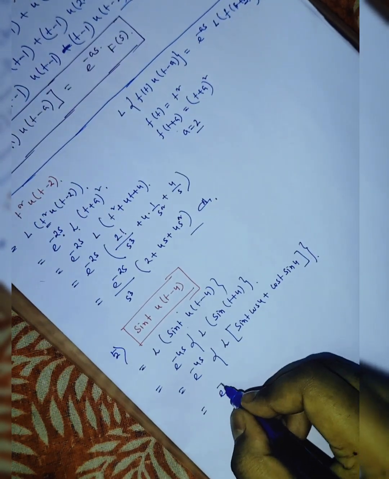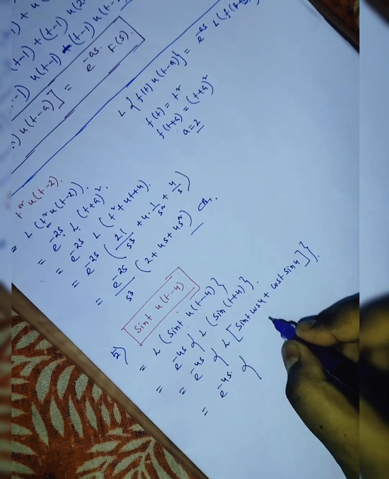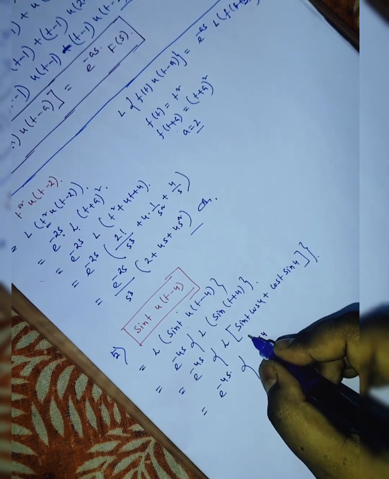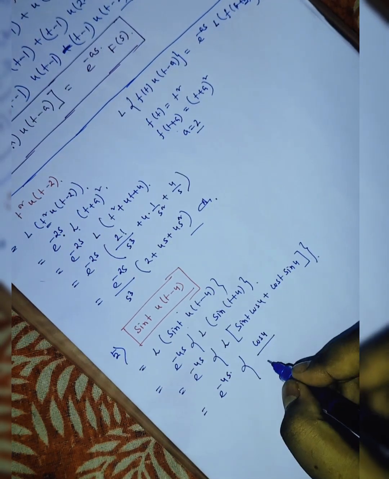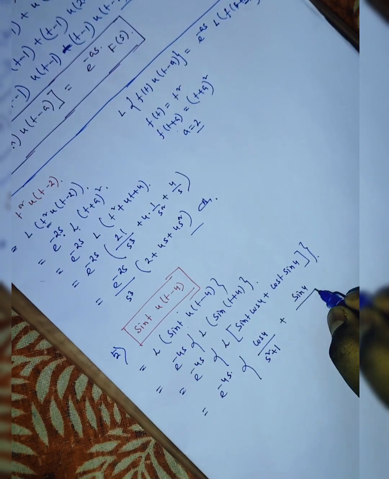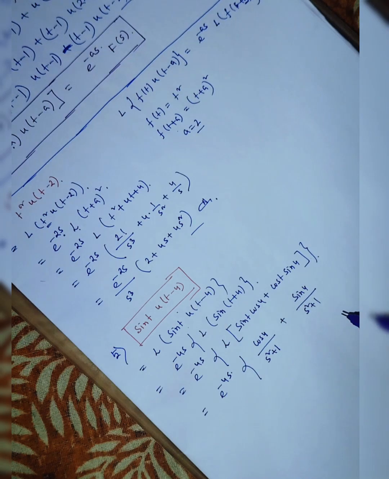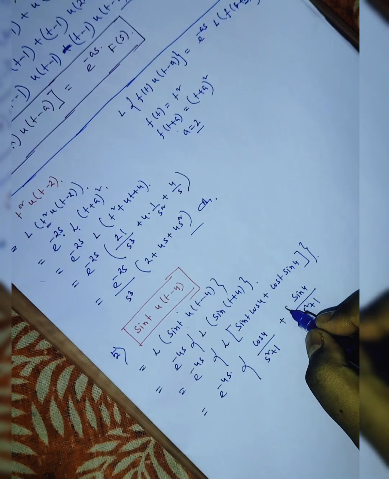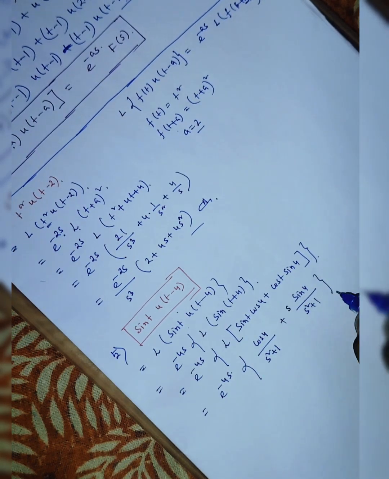Now e to the power minus 4s, and this is very easy. Cos 4 is a constant term, and L of sin t equals 1 by s squared plus 1, plus here sin 4 is the constant term, and L of cos t equals s by s squared plus 1. So this is the answer.